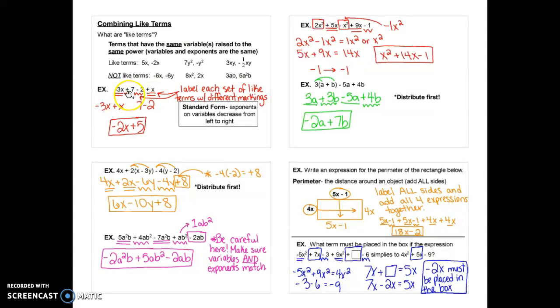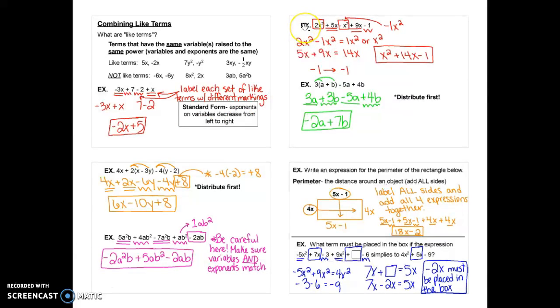Then we mark another set of like terms. So I have a positive 7 and a negative 2. Those are both just constants, okay, or numbers. So those are considered like terms as well. Now if we actually go to combine them, negative 3x plus x gives us a negative 2x. And a 7 minus 2 gives us a positive 5. So our final answer is a negative 2x plus 5.